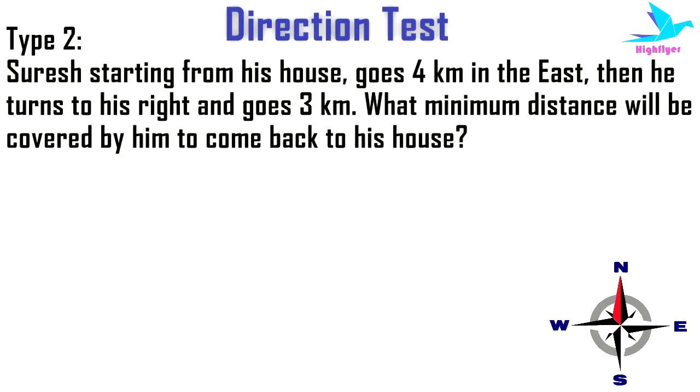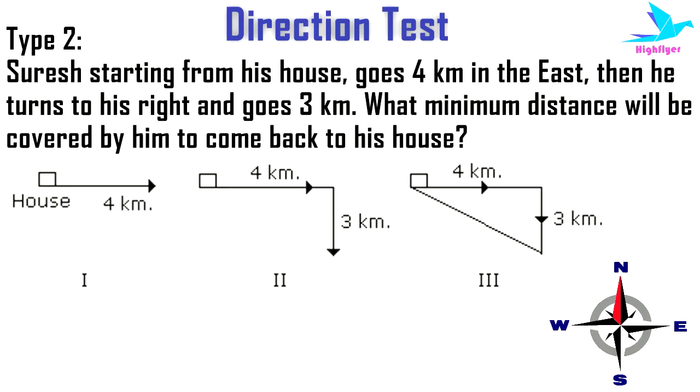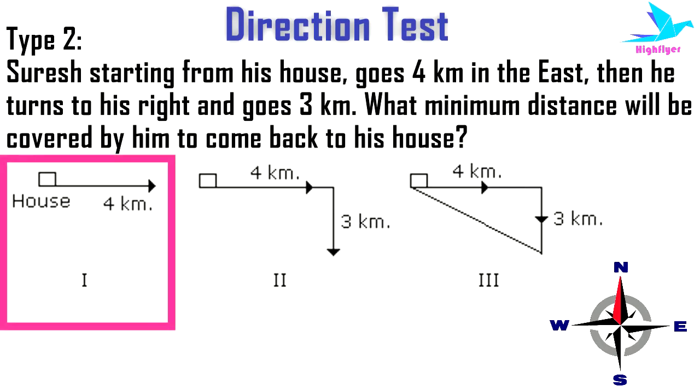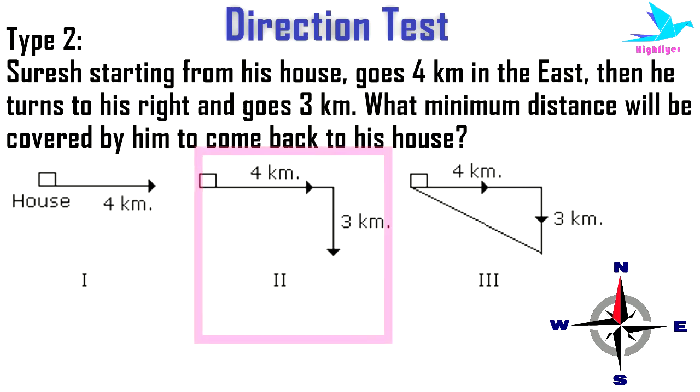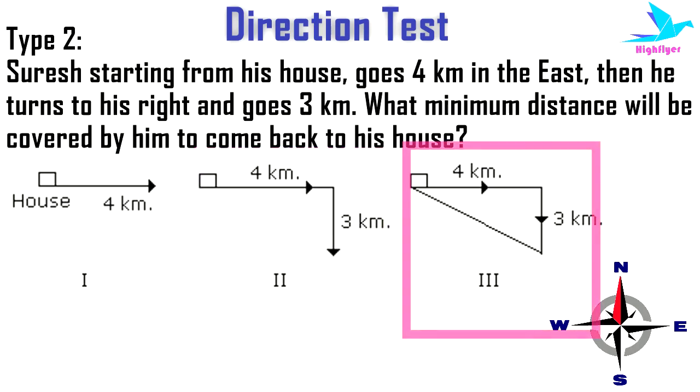Next question. Suresh starting from his house goes 4 km in the east, then he turns to his right and goes 3 km. What maximum distance will be covered by him to come back to his house? Now to solve this question, let's refer to the figures. Figure 1 says that he goes 4 km towards east. Figure 2 says he turns right and goes 3 km. Then figure 3 says he is returning back to his house.